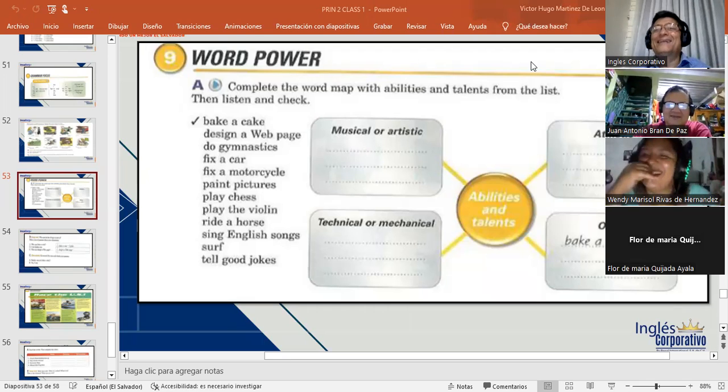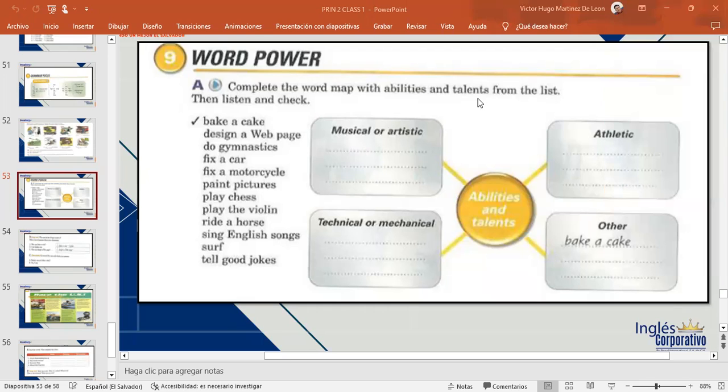Okay, next activity. In the next activity, I want you to complete the word map with abilities and talents from the list. And we have four categories: musical or artistic, athletic, technical or mechanical, other. Okay, I want you to write it on your notebooks.